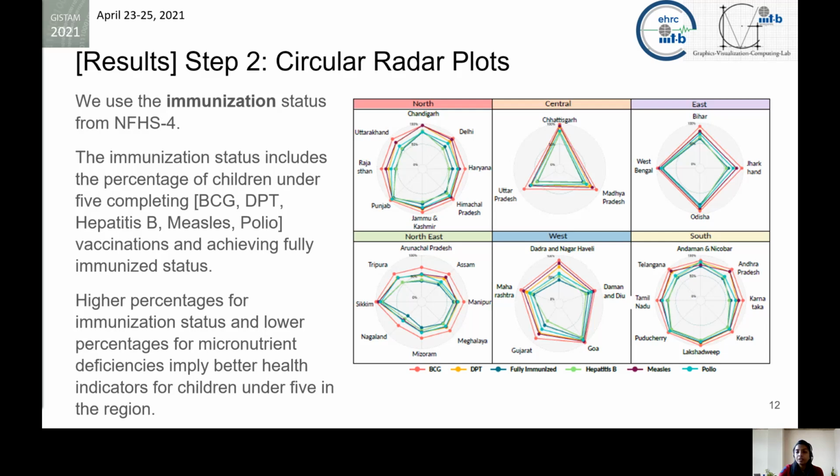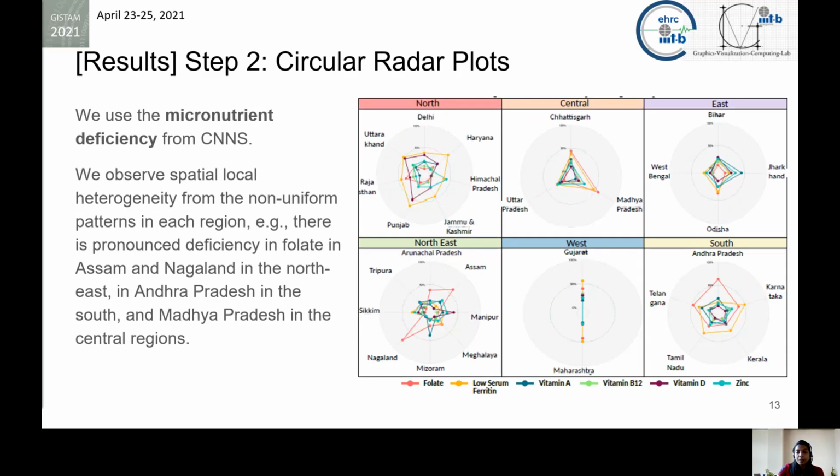We find that immunization record has limited heterogeneity given the uniform coverage for all vaccinations in states within a region and across regions. Micronutrient deficiency shows spatial local heterogeneity within regions. We observe spatial local heterogeneity from the non-uniform pattern in each region.